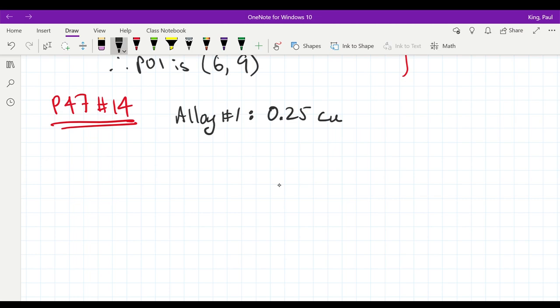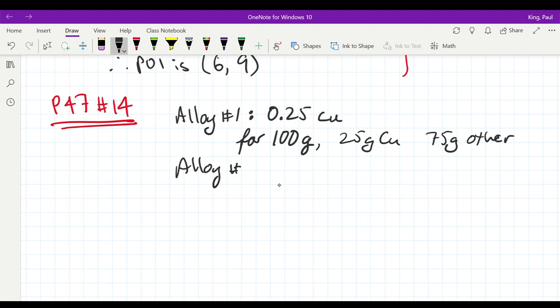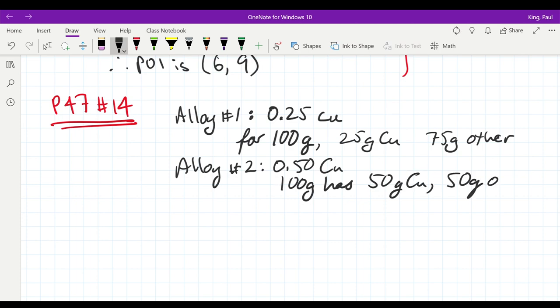Well, this means that for 100 grams, 25 grams is copper, and 75 grams is any other metal, just whatever other metal is in there. Alloy number two, we're told, is 50% copper, 0.50 copper. That means 100 grams has 50 grams of copper and 50 grams of whatever other stuff is there. Okay.